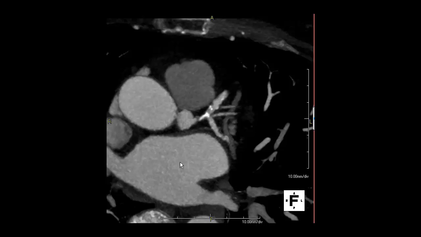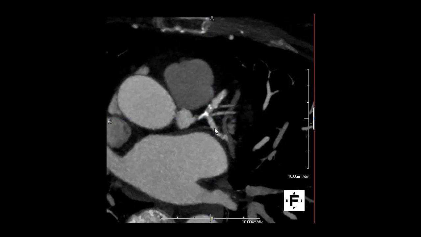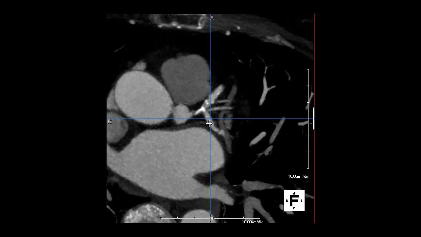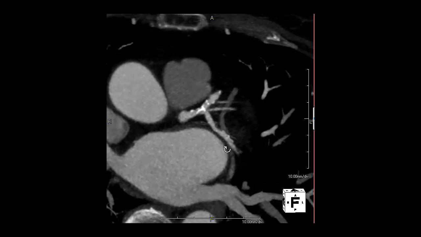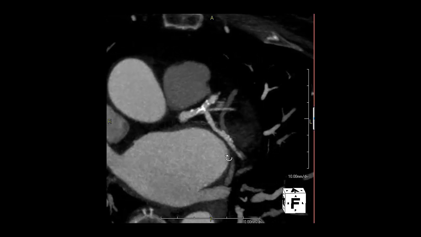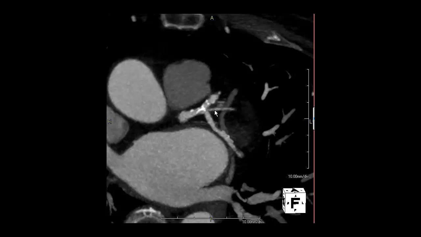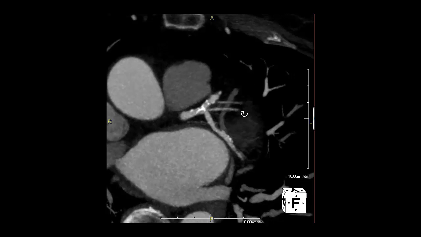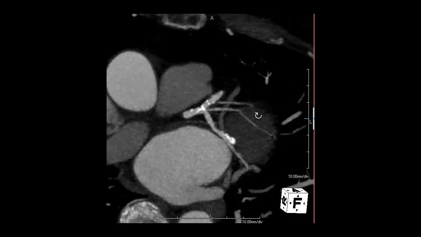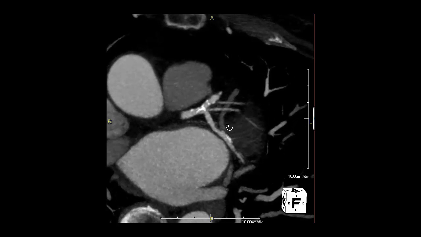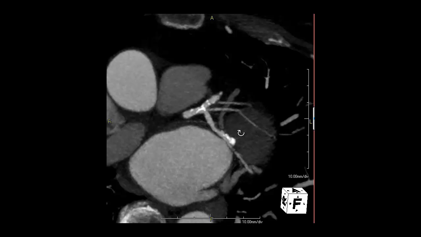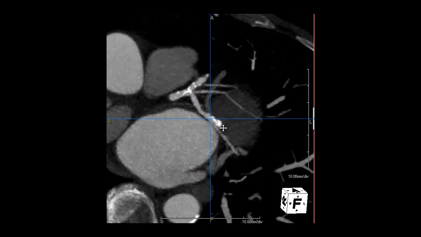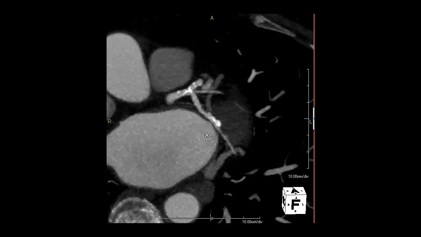We next look at the left circumflex artery. This is a non-dominant vessel that clearly has some ratty disease. There is a small ramus intermedius coming off in the very proximal segment. Difficult to evaluate because of the vessel size. Nothing clearly obstructive, however.